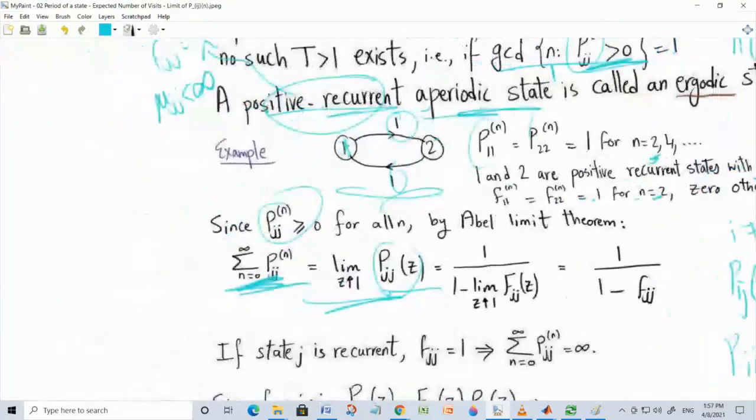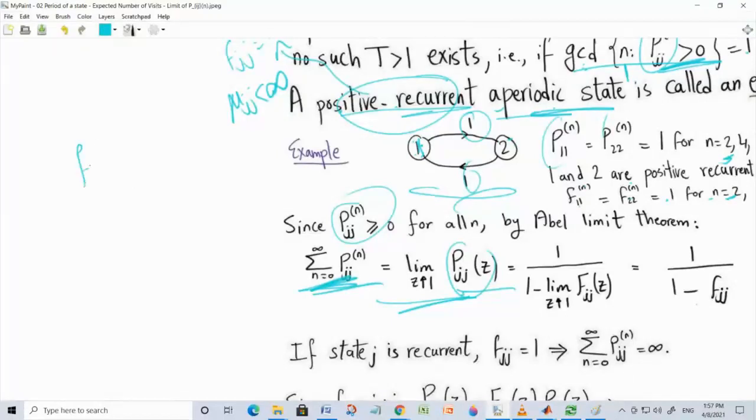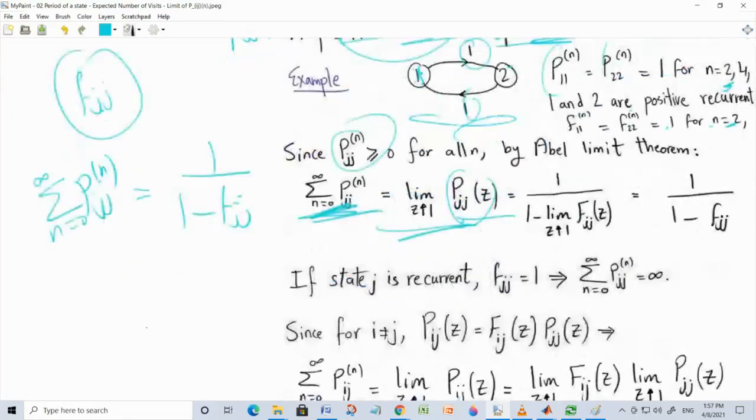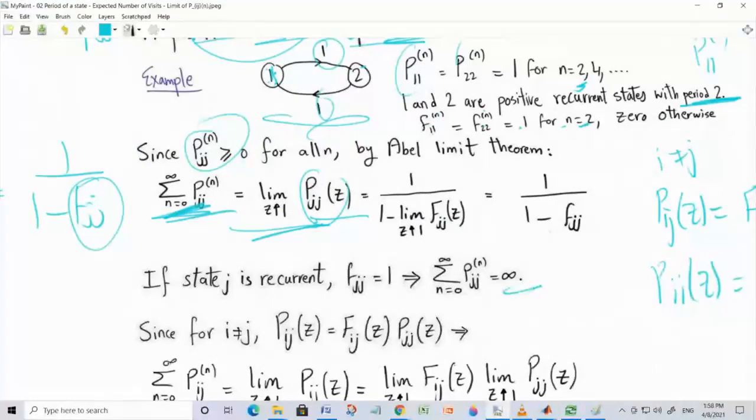So again, using the Abel limit theorem, we did the classification of states based on F_jj: whether it is less than 1, and hence we have a transient state, or it is exactly equal to 1, and hence we have a recurrent state. Now, this quantity is very much related to this summation. The summation over n from 0 to infinity of b_jj(n), by the Abel limit theorem, is exactly equal to 1 over 1 minus F_jj. So if your state is recurrent, then F_jj is equal to 1, and we have 1 over 0, which is plus infinity, so the summation is equal to plus infinity.